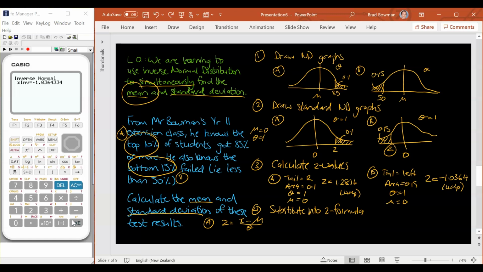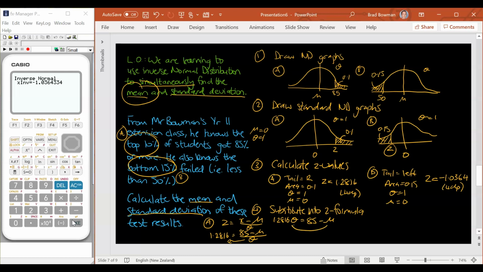So it's 1.2816. That's going to be equal to Z of 85 from the top, minus the mean divided by the standard deviation. We're then just going to do a bit of rearranging here. We're going to move the standard deviation to the other side, which becomes multiplication. So 1.2816 times the standard deviation is equal to 85 minus the mean.